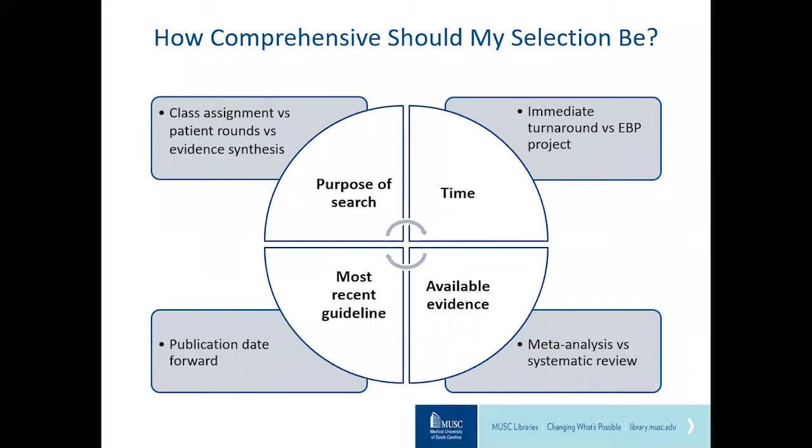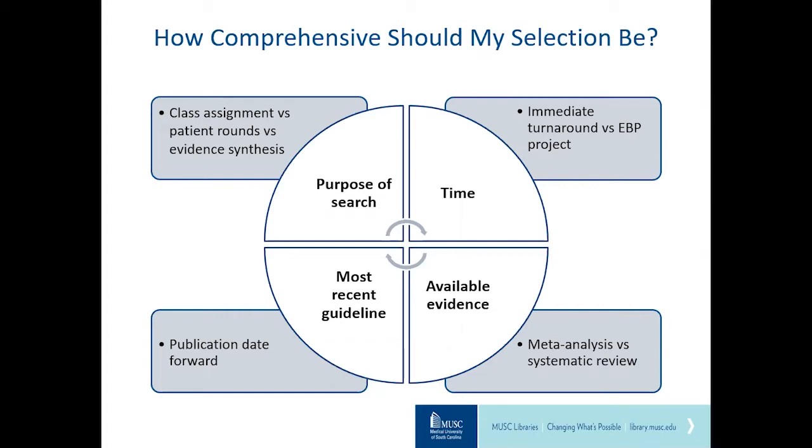Next, time is definitely a factor. If there is an immediate turnaround, it may be more useful to provide a bigger collection and then have the requesters sort through them on their own. Or a much smaller collection based on the purpose of the search if time is not as much of a factor.